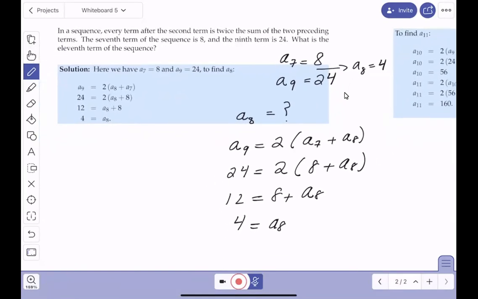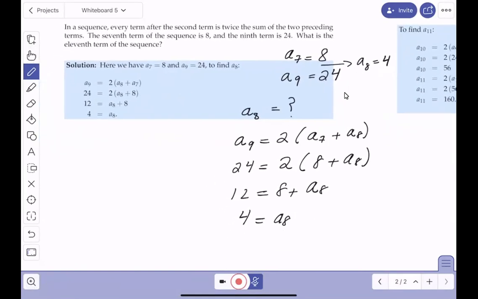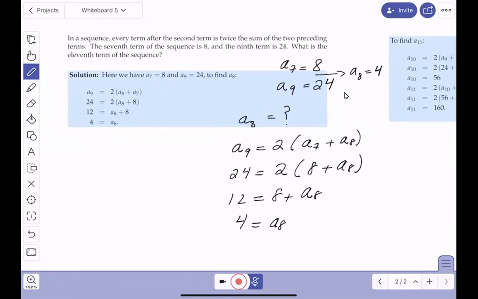All right. So let's see if we did that. In the sequence, every term after the second term is twice the sum of two preceding terms. The seventh term is 8. I have that written down. The ninth term is 24. I have that written down. And the ninth term is twice the sum of the prior two terms, which would be A7 and A8. 8 plus 4 is 12, twice that is 24. All right. Now, what's your question? What is the 11th term?